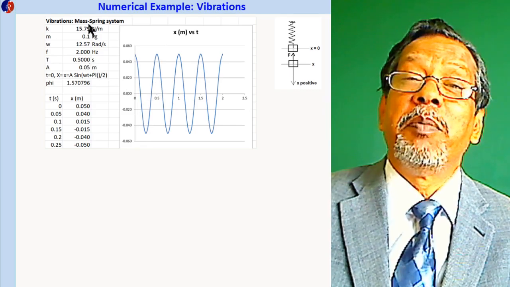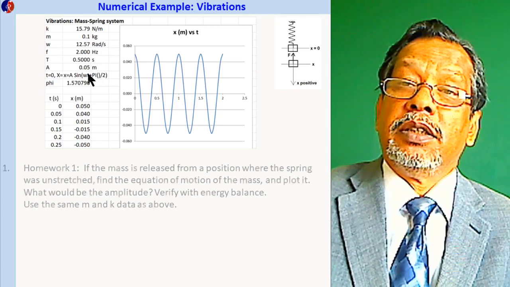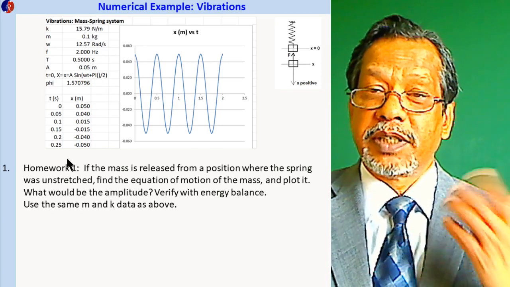Let them do some experiment by varying these things. Okay? K and M and A. Maybe even initial condition that will change the solution, particular solution. Homework. Assign some homework to them.